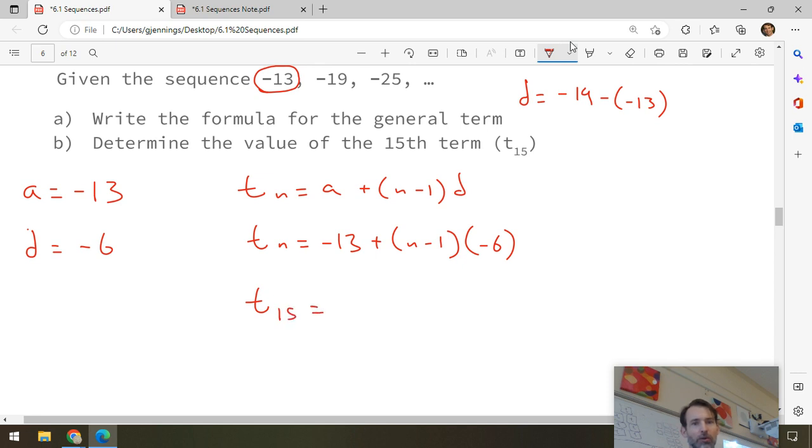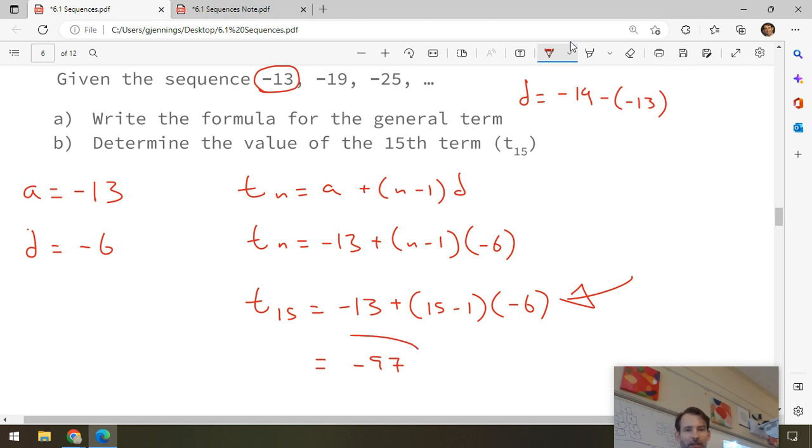T at 15 equals minus 13 plus 15 minus 1 times minus 6. Isn't this a delightful mental math puzzle? Let's do it. 14 times 6. Well, 10 times 6 is 60. 4 times 6 is 24. I don't know. Your calculator will tell you it's negative 97, right? Yeah. So there you go. I got it wrong. So the 15th term is minus 97.